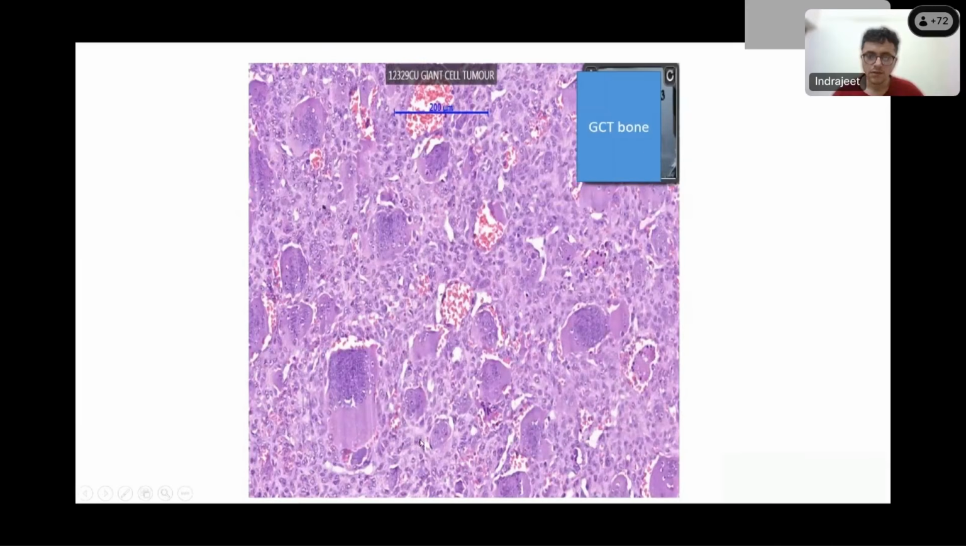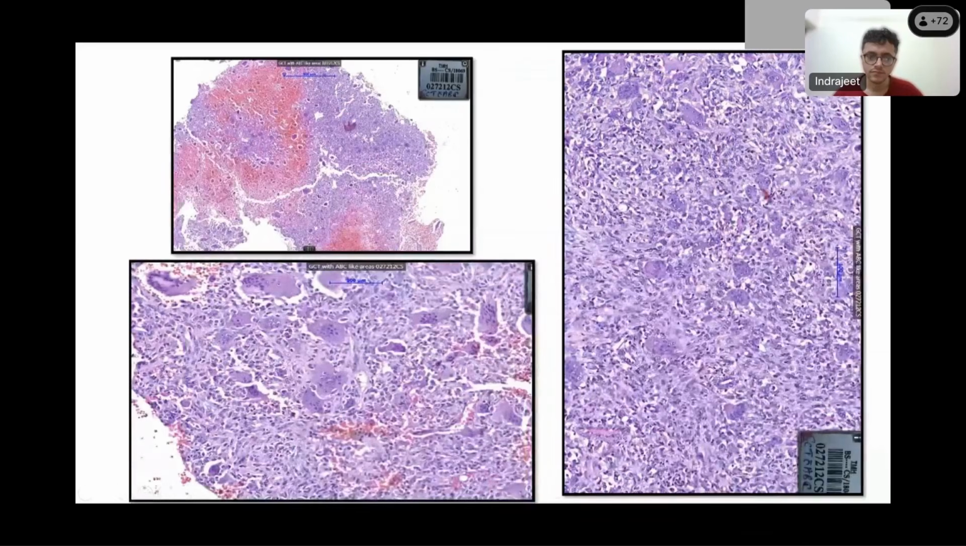Multinucleated giant cells. Osteoclastic giant cells. These are osteoclast-like giant cells. And what else? Only giant cells? There is something in between as well, correct? So there are these mononuclear cells. This is a giant cell tumor of bone, which has a classic picture: almost uniformly scattered osteoclastic giant cells and the intervening mononuclear stromal cells. So this is yet another picture of giant cell tumor of bone, a classical one.